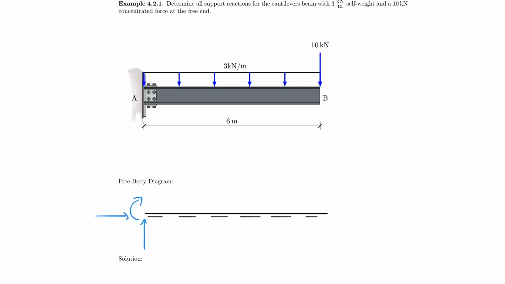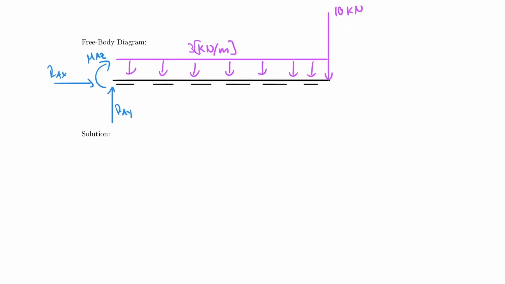And I just make an assumption here. I assume RAY to go in this direction, RAX in this direction, and MA about the z-axis to rotate clockwise. Now the forces that act on the structure I also have to include. So I have this distributed force, and then I have the concentrated force as well. So I have 10 kilonewton here, note the units, and I have 3 kilonewton per meter here. And now I can go ahead and solve for my unknowns, which are all in one location, and that will make my job fairly easy. Let's go ahead and do that.